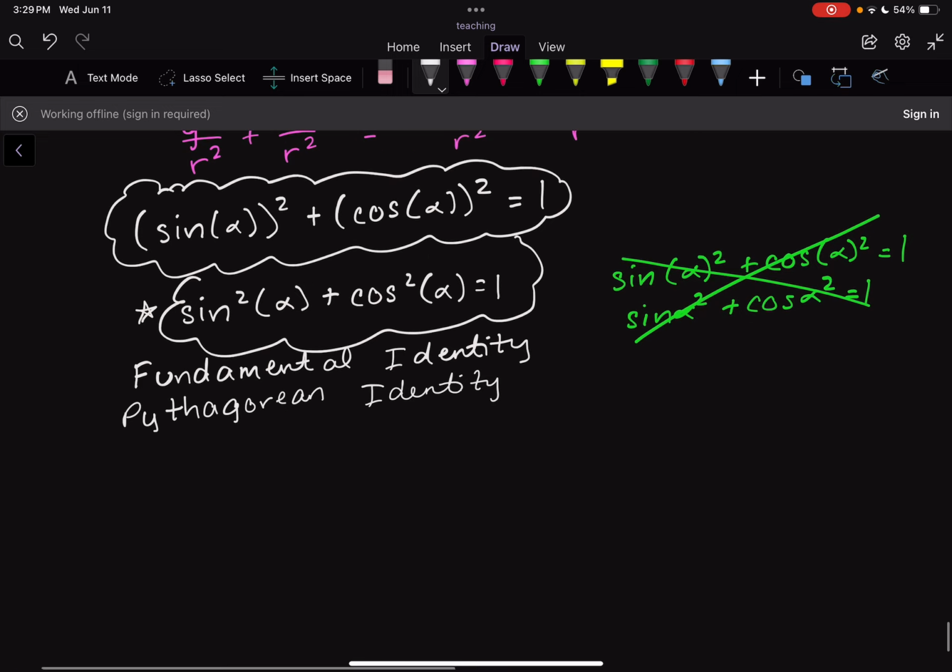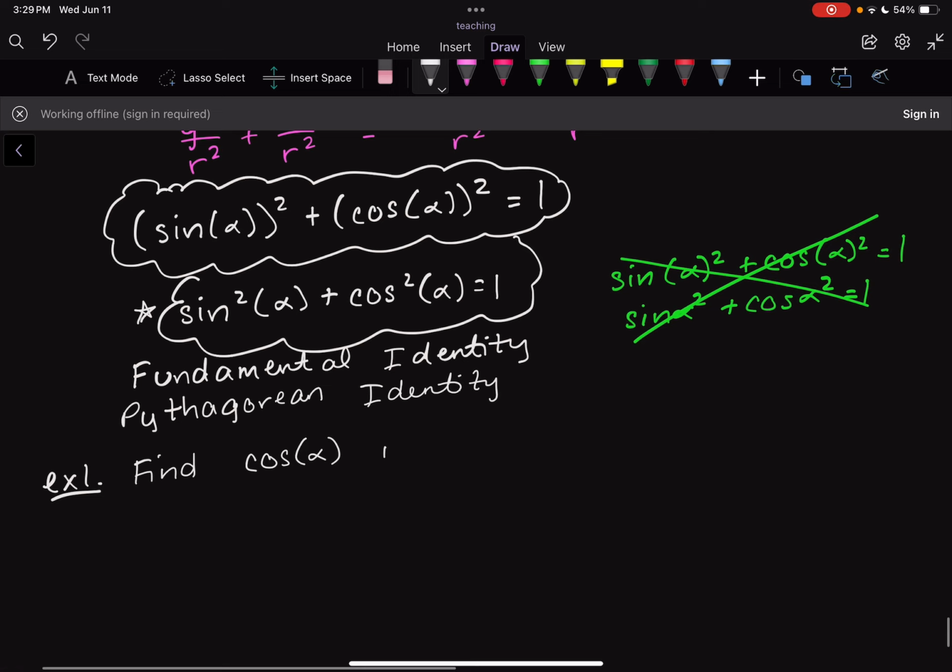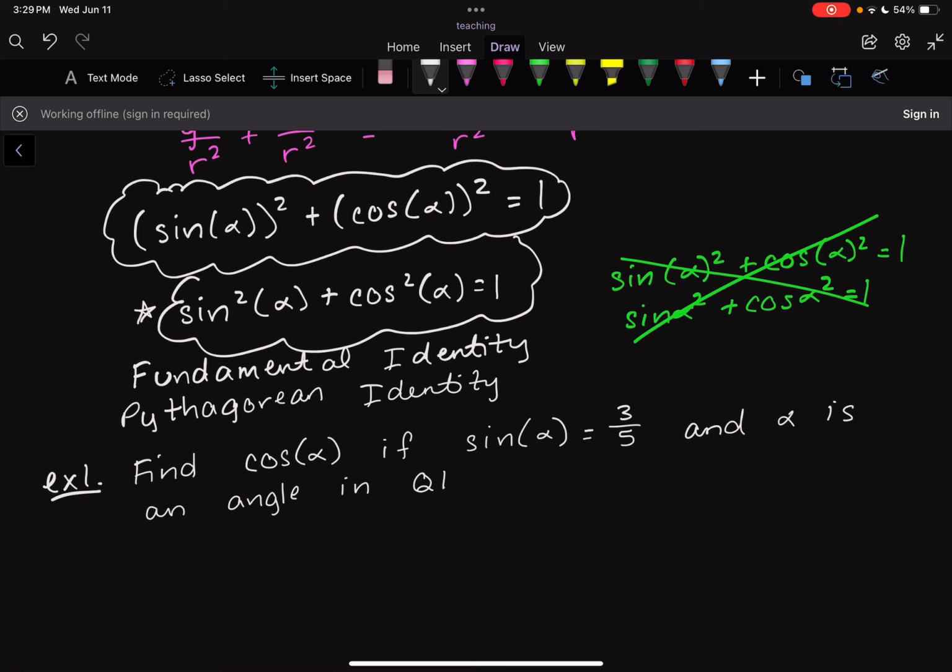Okay, so let's do an example to show you what this is even used for. So example 1, it says find cosine of alpha if sine of alpha is equal to 3 over 5 and alpha is an angle in quadrant 2.